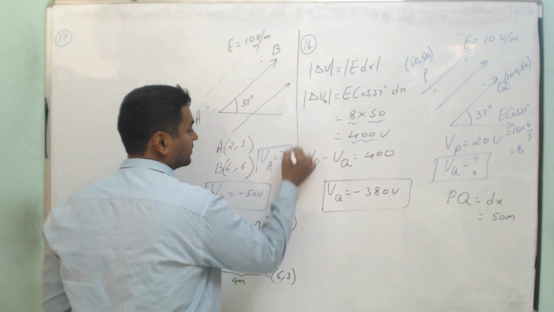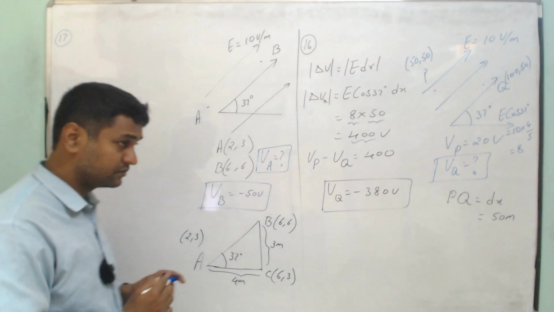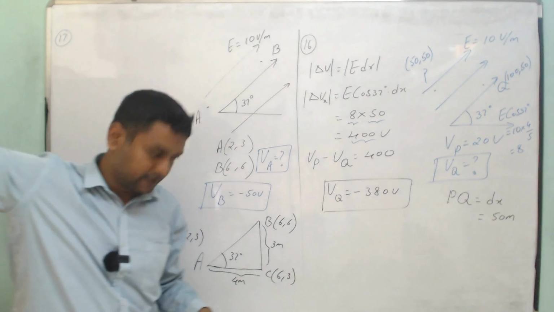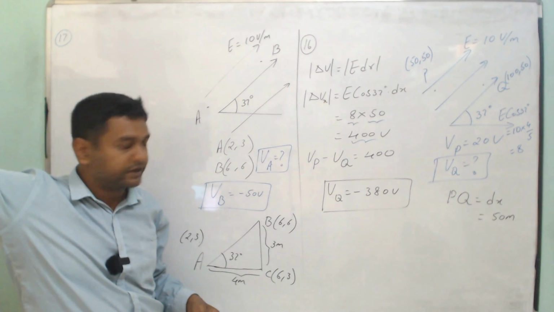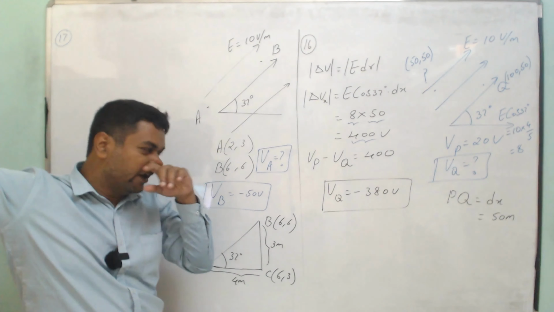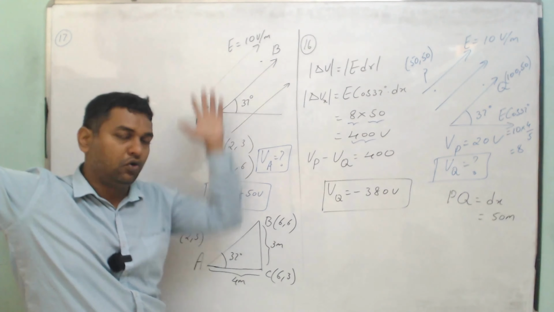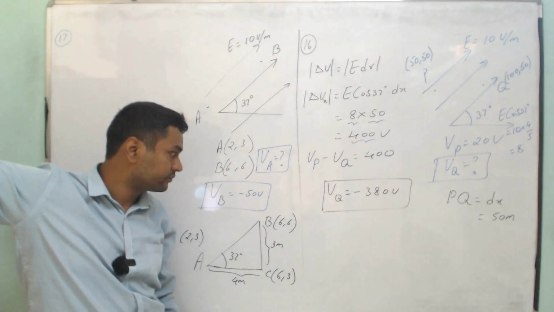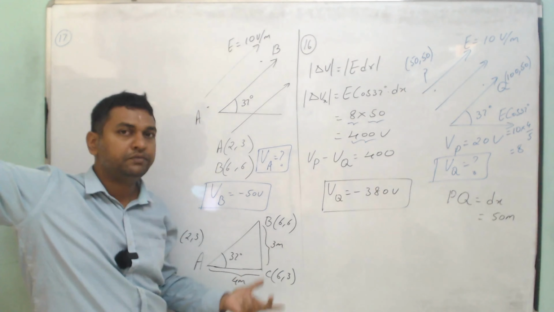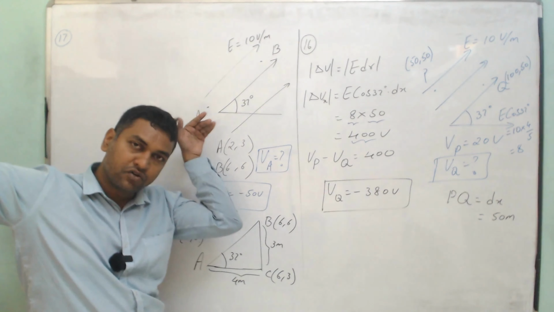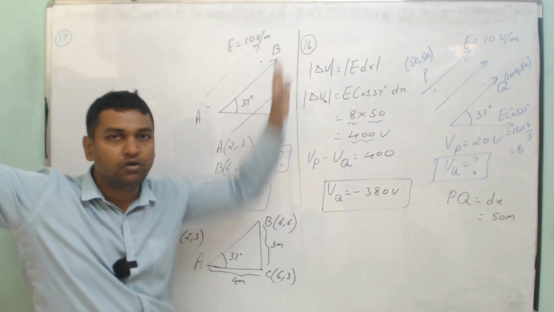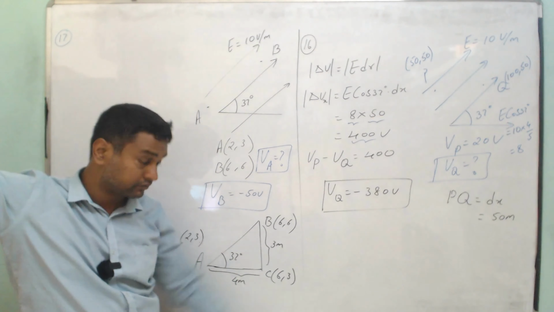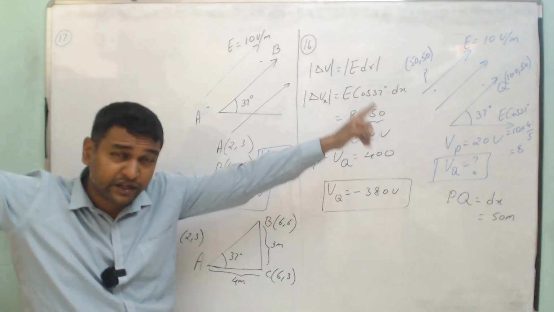Because there is an electric field in the XY plane, that means it is not just along the x-axis or just along the y-axis, right? There will be an electric field component along the x-axis and an electric field component along the y-axis. This is point number 1, which was there in that question also.